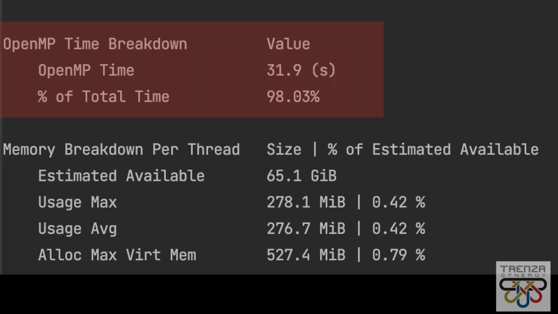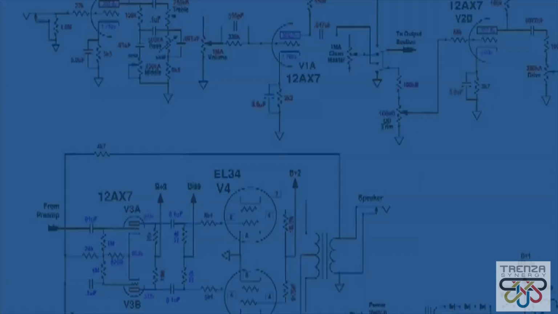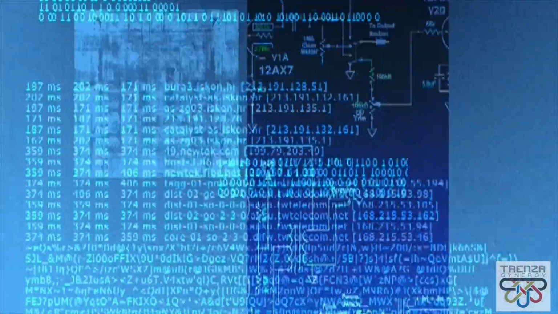If the application has OpenMP operations, the next section of the survey output will show you how much time was spent in the OpenMP part of the codebase. OpenMP code typically performs parallel operations on threads within the node, so this is a very broad measure of the intranode parallelism of the run.